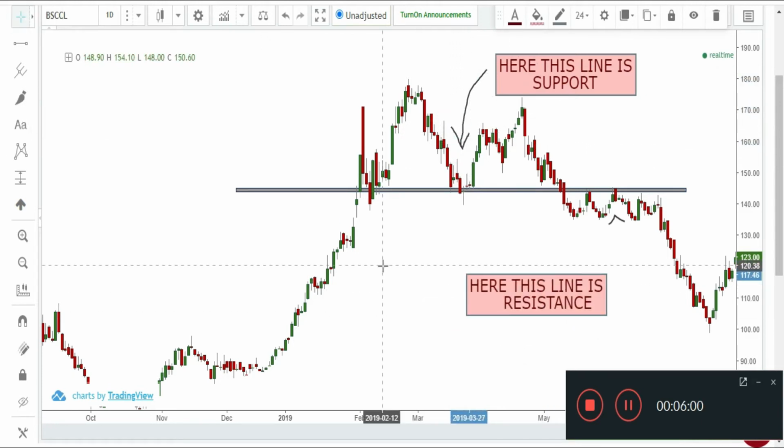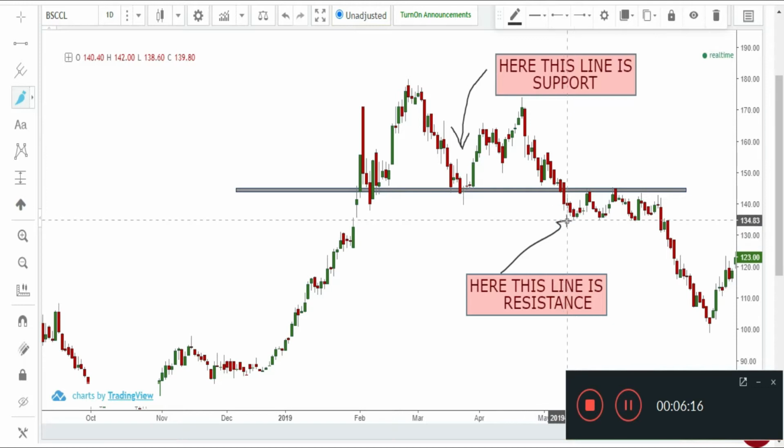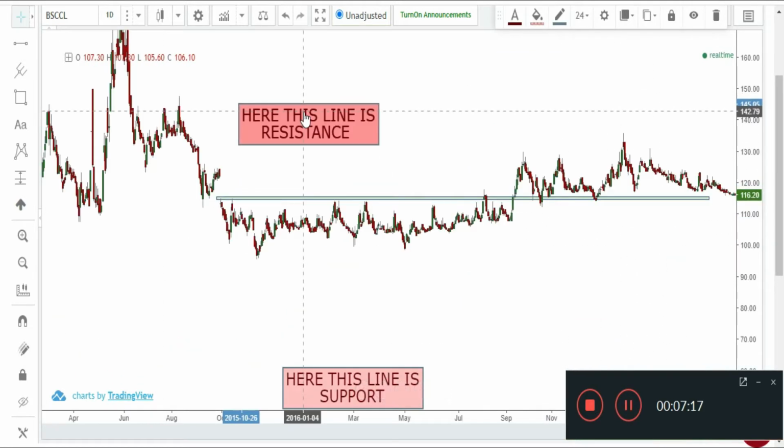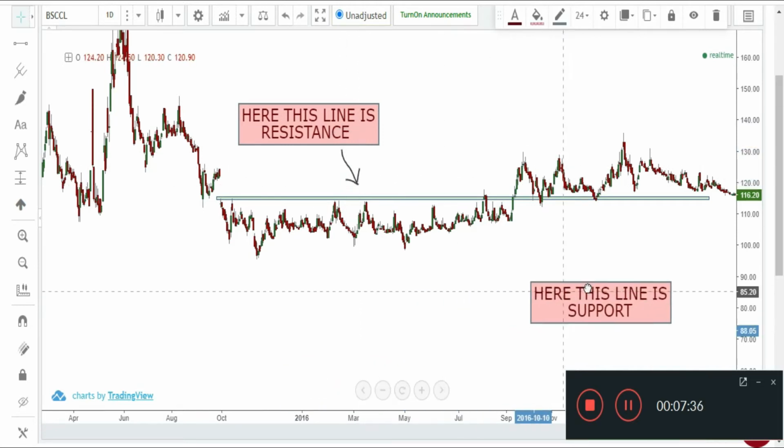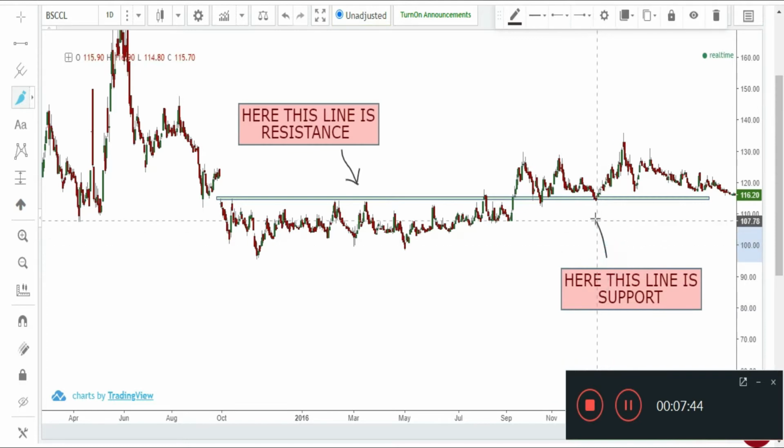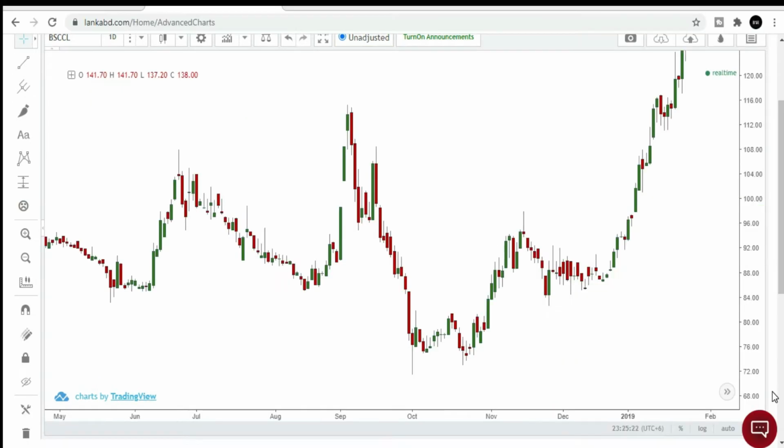When price breaks a support level, that support level becomes a new resistance level. And the opposite, when price breaks a resistance level, it becomes a new support level. How to draw support or resistance lines? To draw support or resistance lines properly, you just need two major tops or bottoms and connect them.